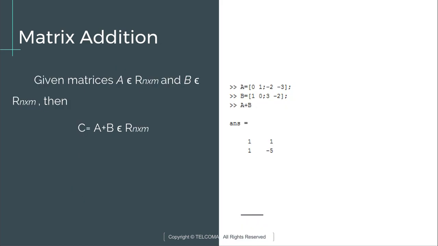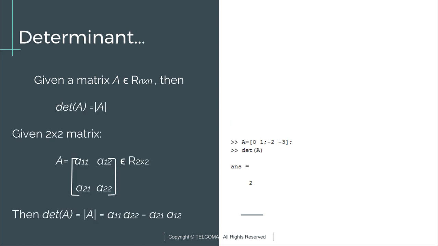Next is matrix addition. For addition, you have to choose two matrices having the same number of rows and the same number of columns. Only then can you add two matrices. Similarly, in subtraction also, you have to take two matrices with the same number of rows and the same number of columns.